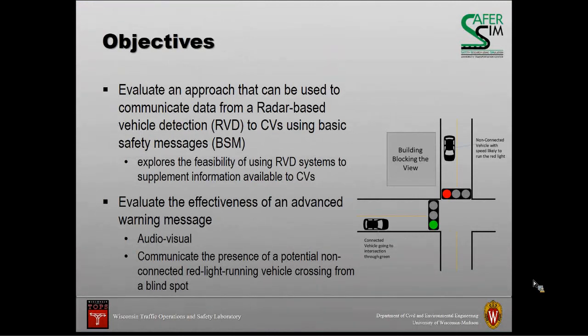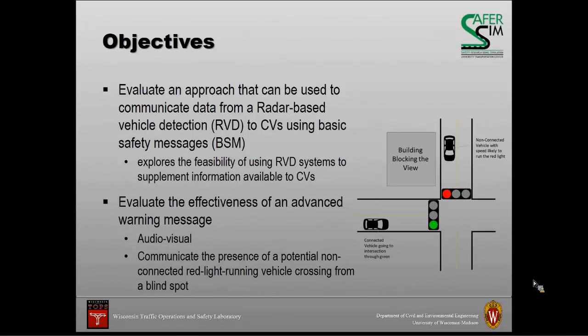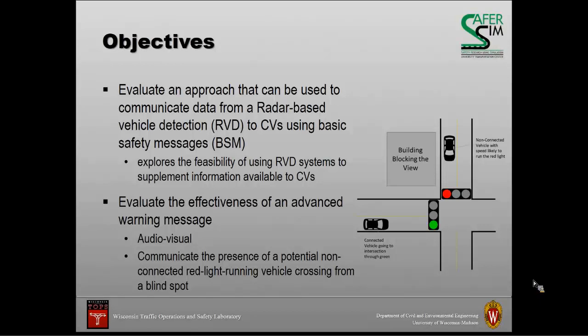So for this project, we had 2 objectives. First, we wanted to evaluate an approach that can be used to communicate data from a radar-based vehicle detection to connected vehicles using basic safety messages, which is BSM. And we want to explore the feasibility of using radar-based vehicle detection systems to supplement information available to connected vehicles, which includes the communication of a potential non-connected red light running vehicle to connected vehicles.